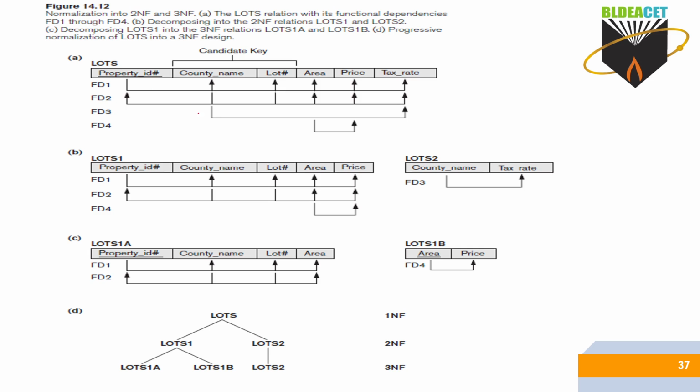Third functional dependency: tax rate depends on county name. And fourth functional dependency: price depends on area. Like this, you get the relation.